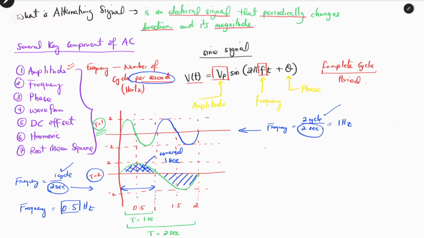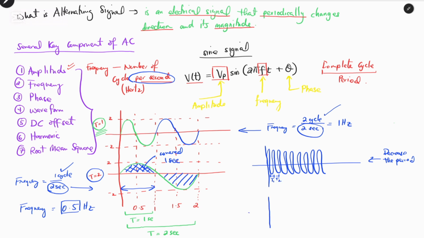If we continue to decrease the period, the signal now will become so small in terms of the oscillation. That is when we decrease the period. So you can see the time taken to complete 1 cycle is very, very small. And when we compare to increasing the period, that means the waveform will be like this.